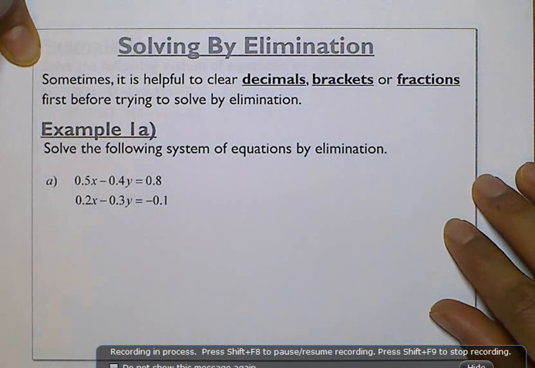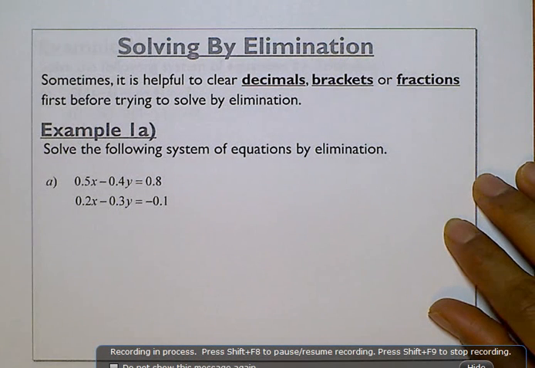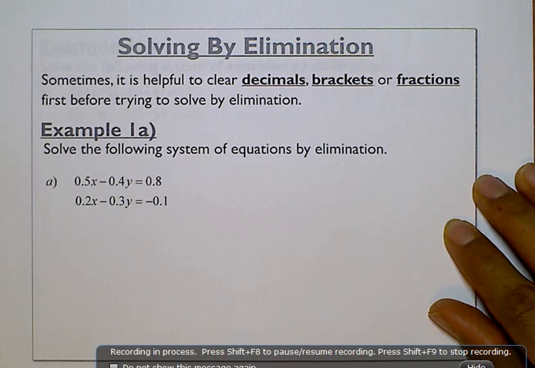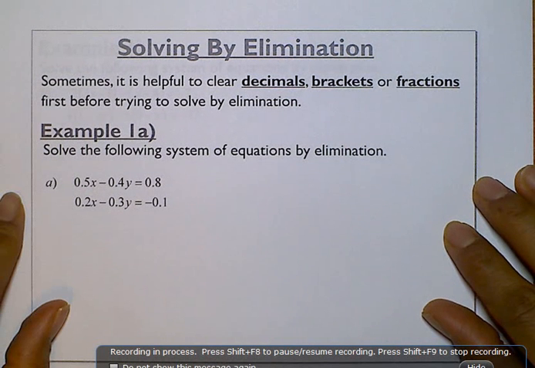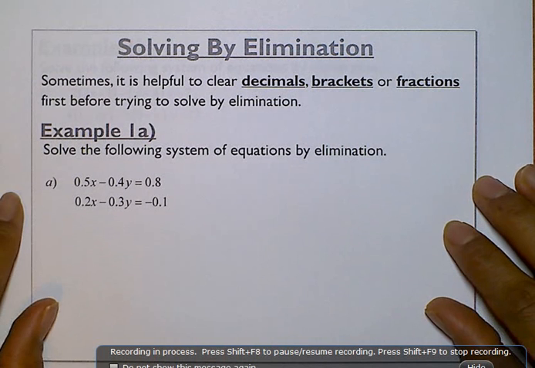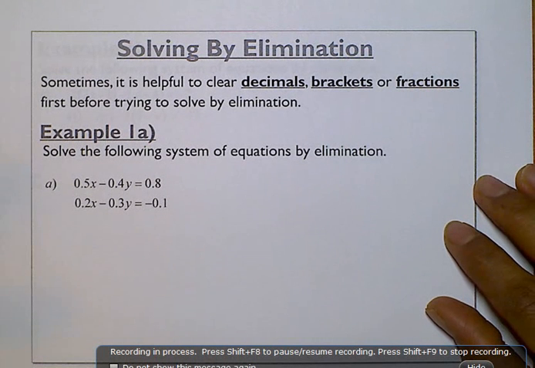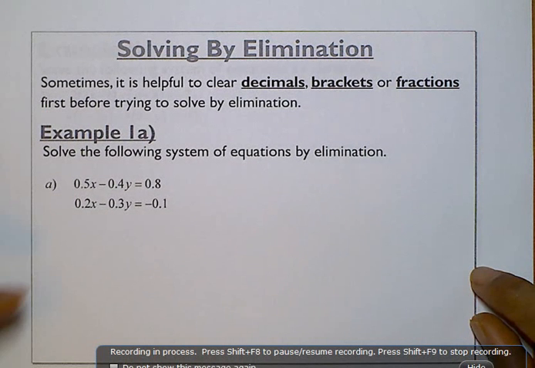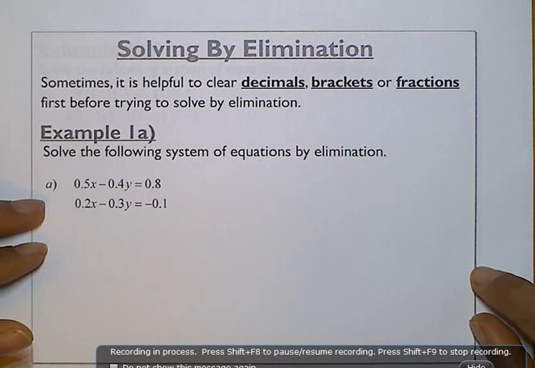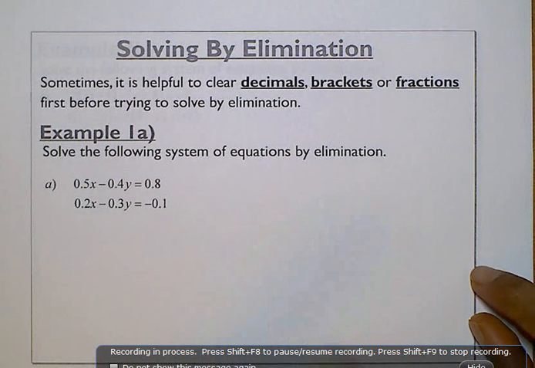Okay, so this is our second day of solving by elimination. What we're going to do here is look at equations that are a little bit different from what you've been used to looking at. We're going to deal with equations that have decimals or brackets and fractions, and how you work around that, and then go ahead and use the procedure of elimination to solve for your variables. The exact same steps are followed. However, there's just an extra bit of work that needs to be done in the beginning in order for you to make sure that the equations do not have either decimals, brackets, or fractions.